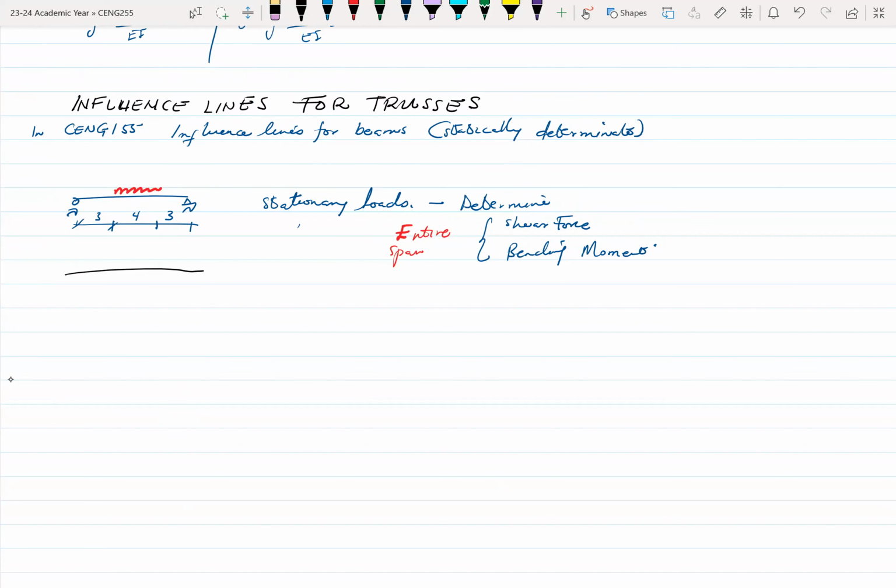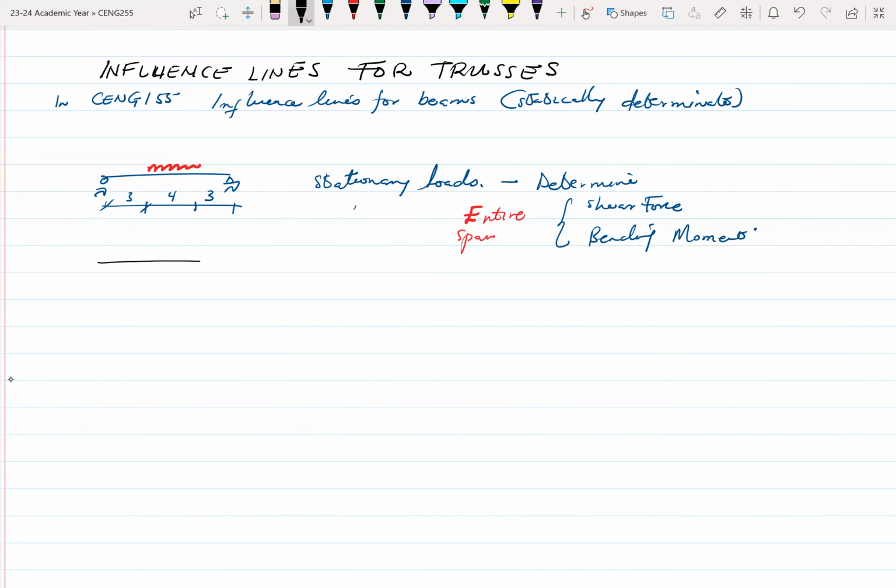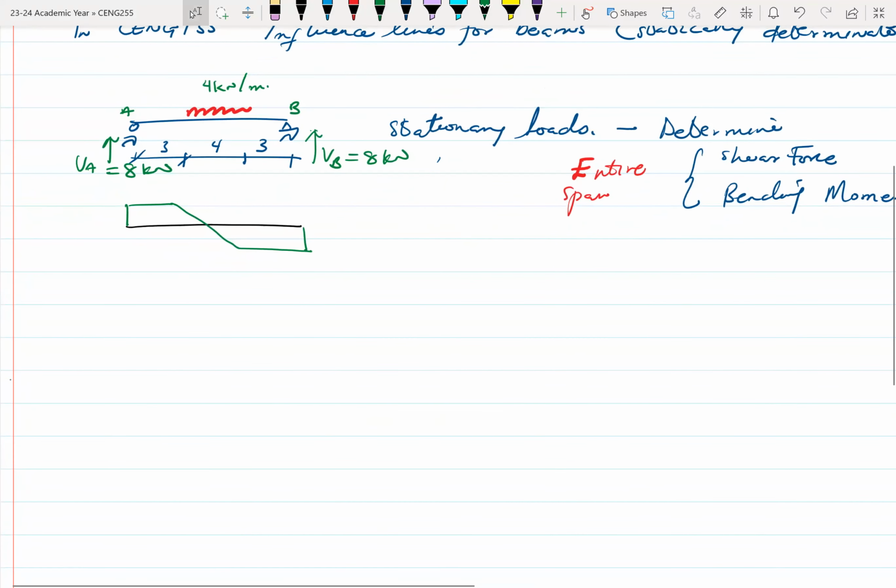So your shear force diagram will look like this. I think it will take a shape like that. If this is 4 kilonewtons per meter, then your reactions VA and VB will be the same anyways. So this is A and B, they will be the same. Each one will be 8 kilonewtons. You can check this yourself, but each one will be 8 kilonewtons.